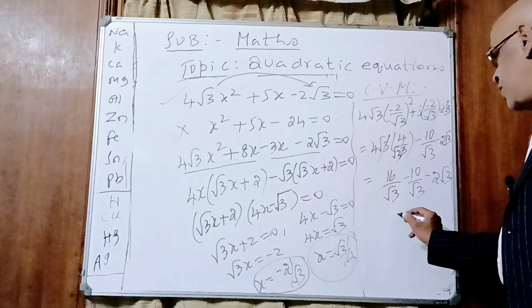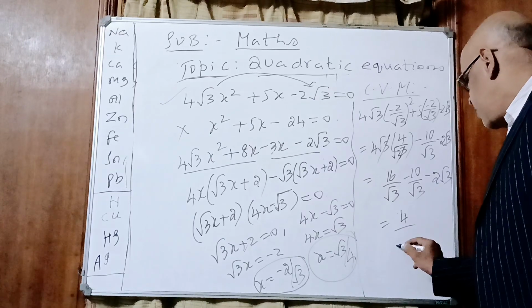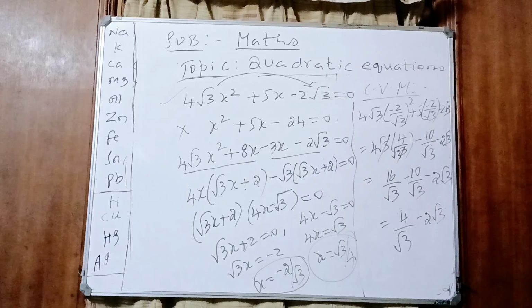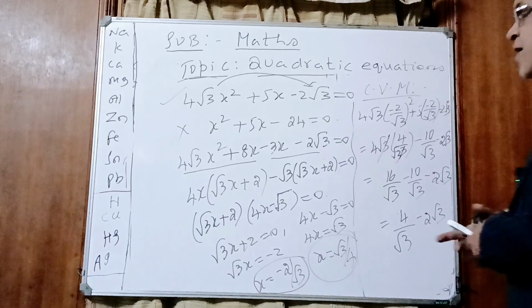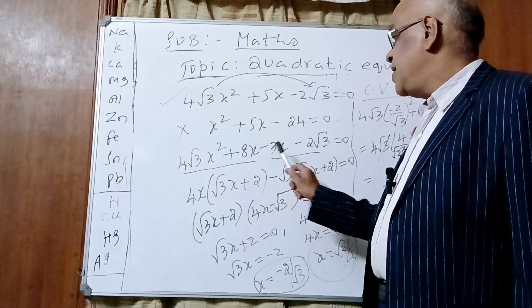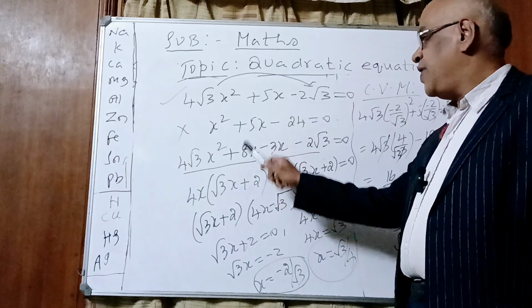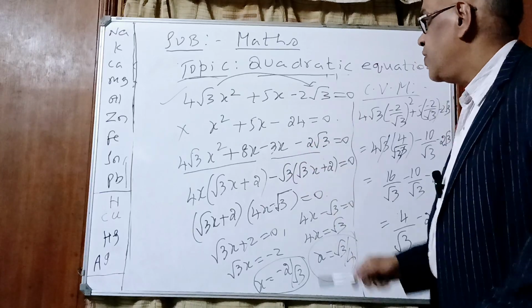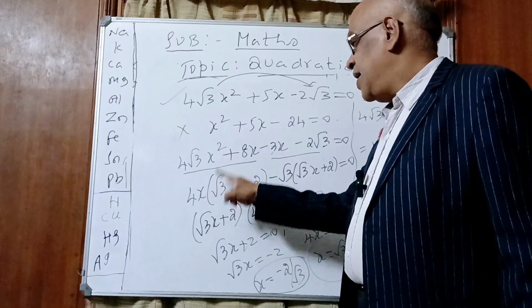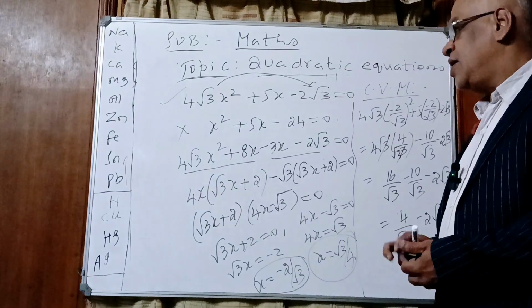16 minus 4, 4 by root 3 minus 2 root 3. Where did you go wrong? Check here. 4 root 3x square plus 8x minus 3x. 8 minus 3 is 5. Plus into minus minus 8 is 24 minus 2 root 3. What is the answer here? 4 common x. See children, I'm correct.